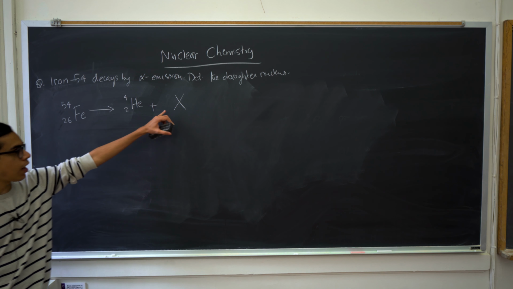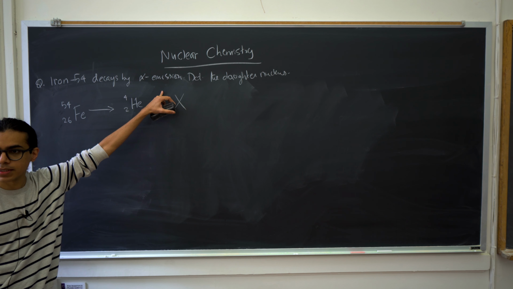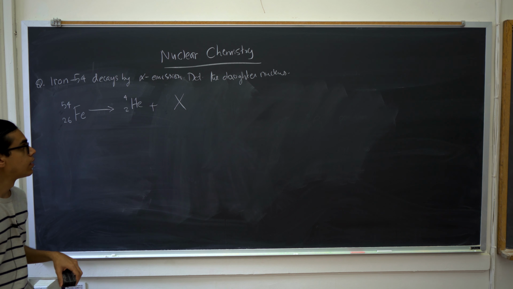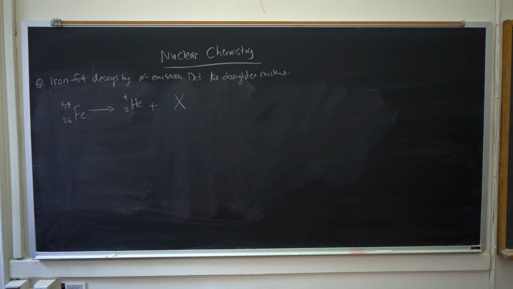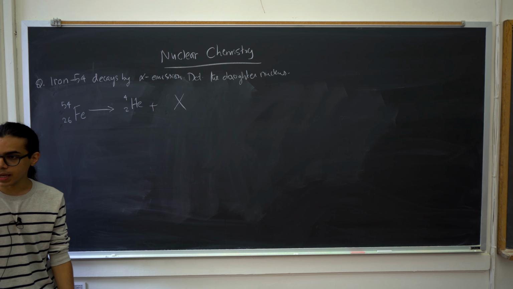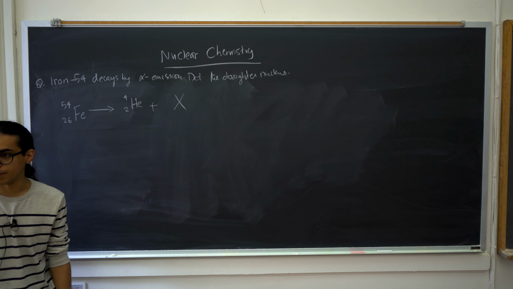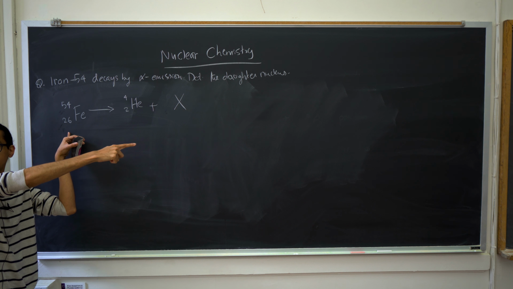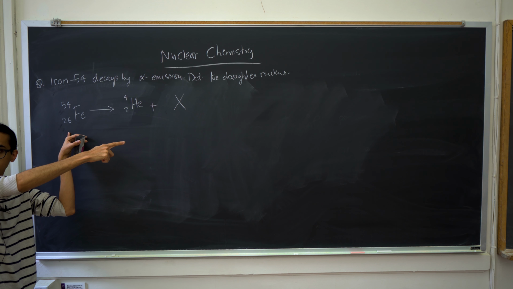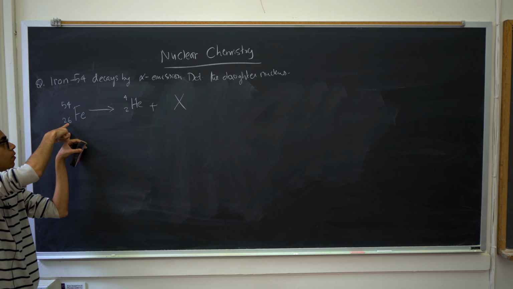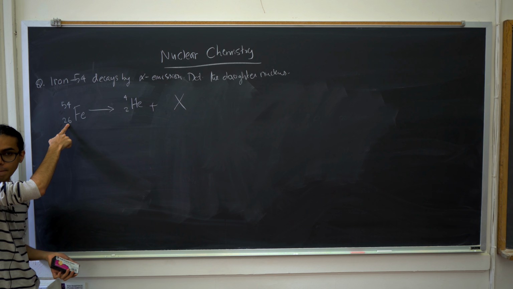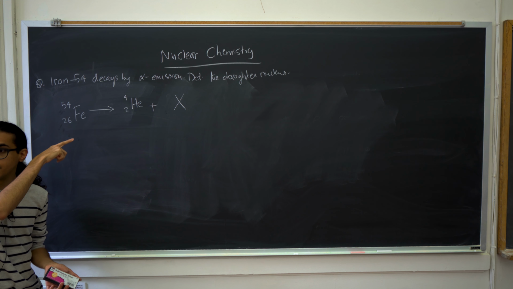If we can figure out the bottom number and the top number on this X, then we'll know the identity of this nucleus X. So remember, the masses should add up on both sides, and the charges should add up on both sides. What do the bottom numbers relate to? Charge or mass? What's 26 here? 26, this is a charge on an iron nucleus, right?